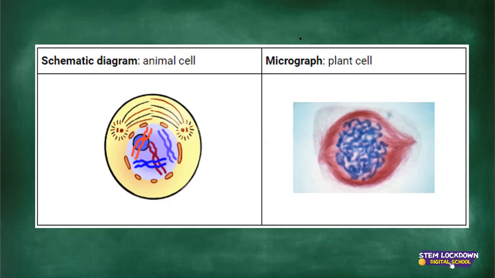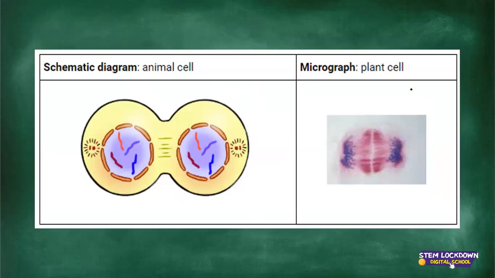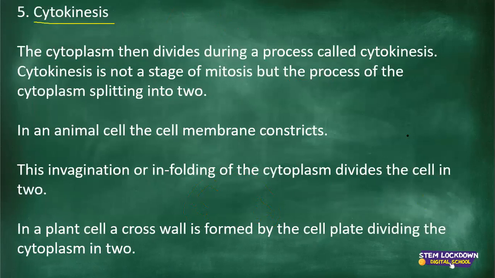Oh, I almost missed Nathaniel's question. Let me go quickly to that part. Nathaniel is asking if the cross wall is the same as the cell plate. This section here says in a plant cell, a cross wall is formed by the cell plate. So it's not really the same, it's similar, but the cell plate is the one that will form the cross wall.